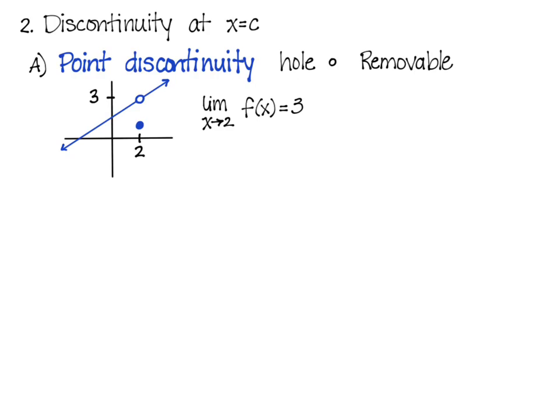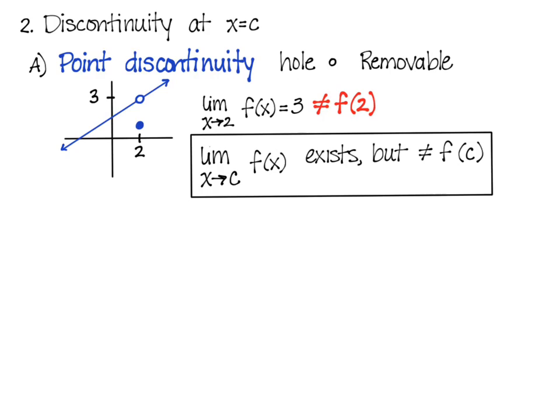And what we say is that the limit as x approaches 2 is 3. We can see that the left-hand limit and the right-hand limit at 2 is 3, but the function itself evaluated at 2 is not 3. So since they do not equal each other, the limit does exist, but it does not equal the value at that c, and that is called a point discontinuity. So this is the definition of point discontinuity.